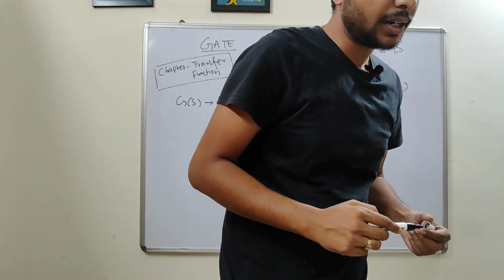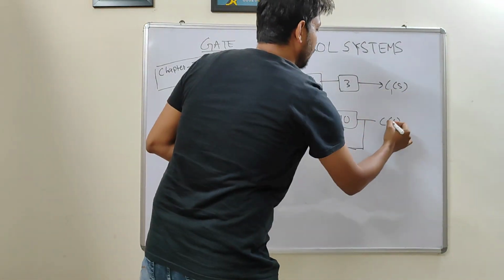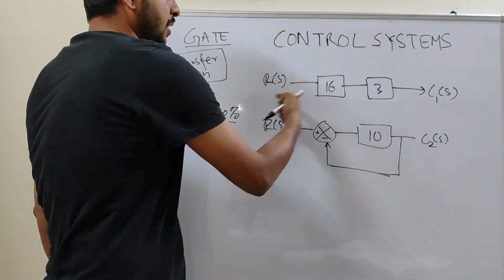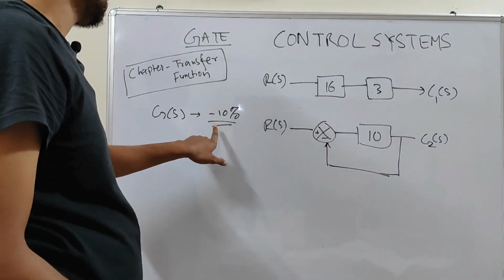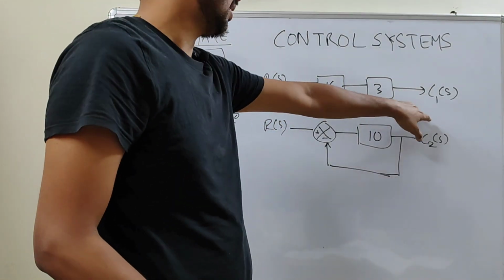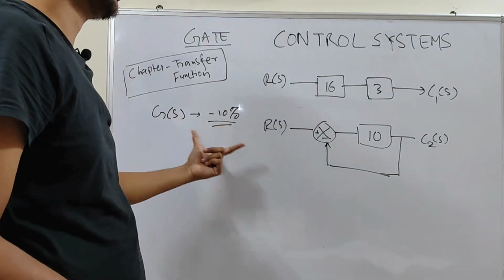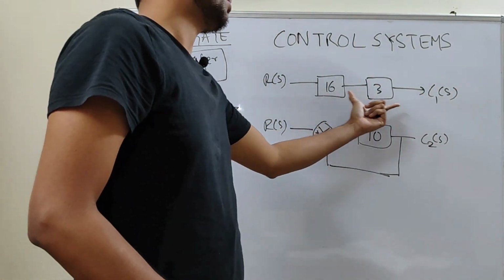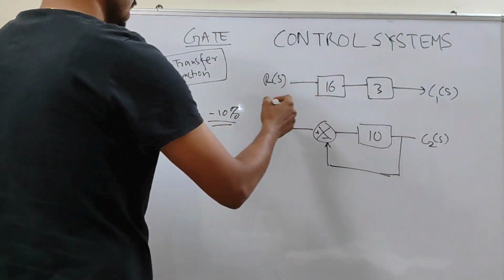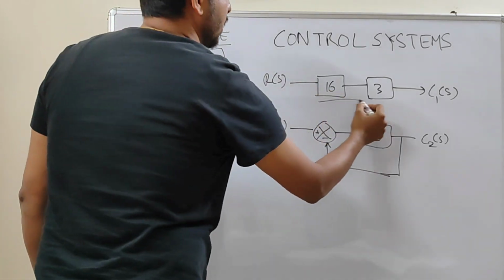Then the variation in C1 and C2 will be, okay, so this is C1, this is C2, okay? So there are these two circuits. Now if you have a 10% reduction in GS, right? So here there is no feedback path, right? So GS is directly 16 into 3, 48. So if you reduce it by 10%, your gain is basically reduced by 10%. So the output will also be reduced by 10%, right?